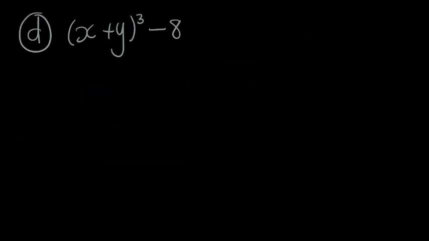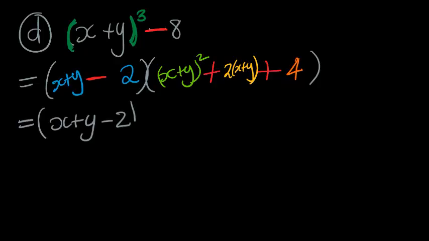X plus y in brackets cubed minus 8. Now it's important for you to know that this x plus y is one term. It is one item. It is not separable. So x plus y to the power of 3 is one term. My second bracket is going to be x plus y squared.